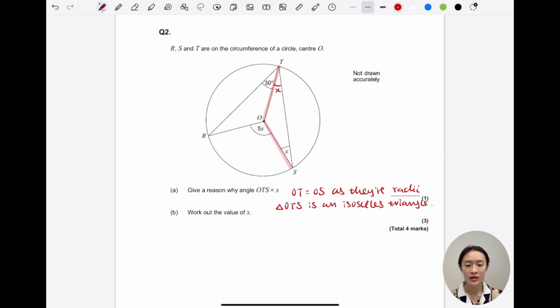Okay, so now what they want us to do is to work out the value of x. As we can see, 5x is subtended by this arc. 30 plus x is also subtended by the same arc. So by the first theorem, we know that 30 plus x is a half of 5x, or 5x is twice 30 plus x. By solving the equation, we can see that x is 20.